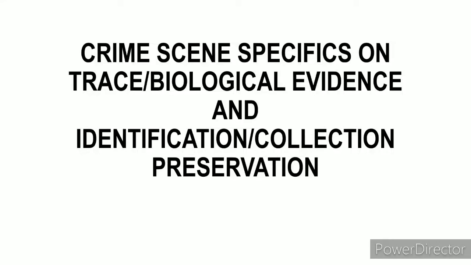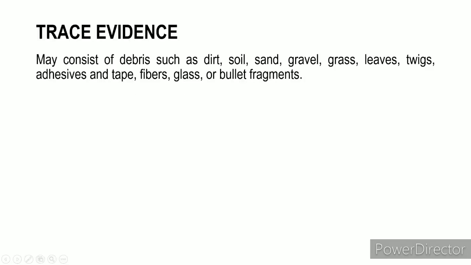This is our report about crime scene specifics on trace biological evidence: identification, collection, and preservation. Trace evidence may consist of debris such as dirt, soil, sand, gravel, grass, leaves, twigs, adhesive and tape, fibers, glass, or bullet fragments. The trace evidence identifies and confers scientific types of trace materials that could be transferred during the commission of the violent crime.